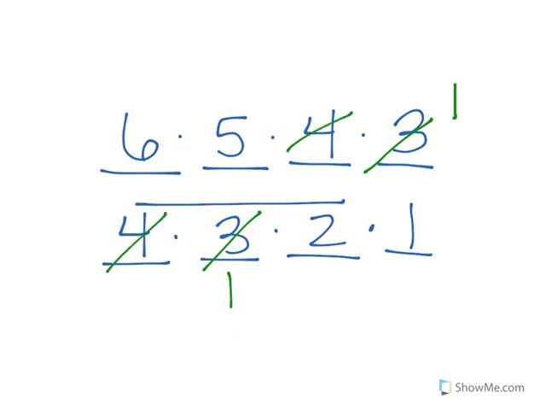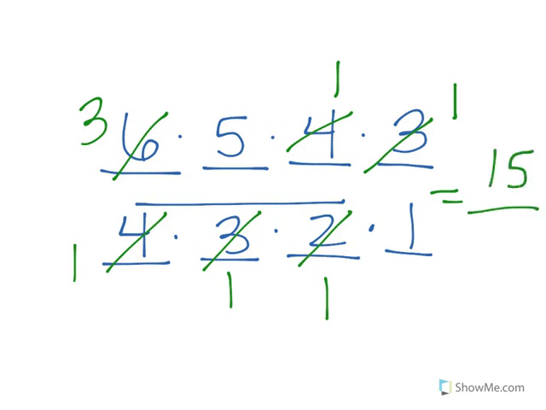Now I see I have common factors of 4. 4 goes into 4 1 time, 4 goes into 4 1 time. Then I see common factors of 2. 2 goes into 6 3 times, 2 goes into 2 1 time. It looks like I cannot simplify anymore, so now all I have to do is multiply. 3 times 5 is 15, and 15 times 1 times 1 is 15.